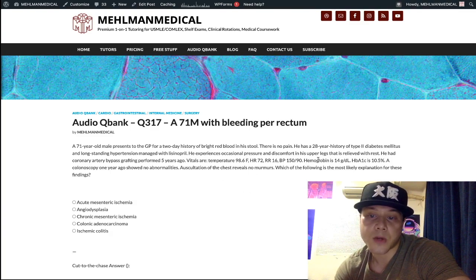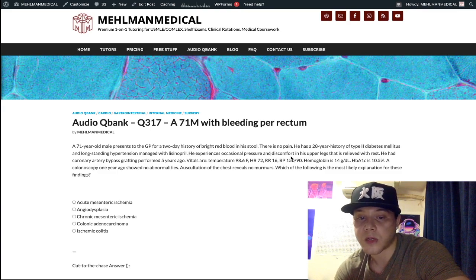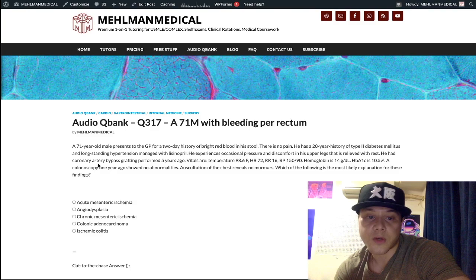The discomfort and pressure in his upper legs that's relieved with rest, that is intermittent claudication, okay? So pain, pressure, discomfort in the legs starts around the buttocks, can proceed to the calves, of course, but this is intermittent claudication. This is due to atherosclerosis in the aortoiliac vessels. And he has the history of CABG 5 years ago. That's merely telling you atherosclerosis in his coronary arteries.